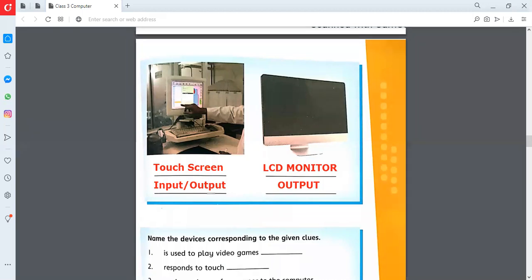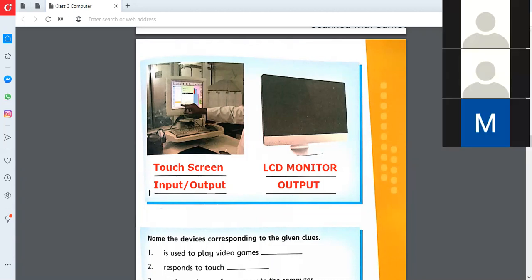Did you guys write all the answers in the book? Yes, sir. Say yes or no. Yes, sir. I wrote it in my book. Okay, you wrote it. Okay, that's good.